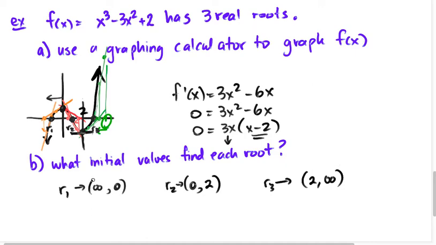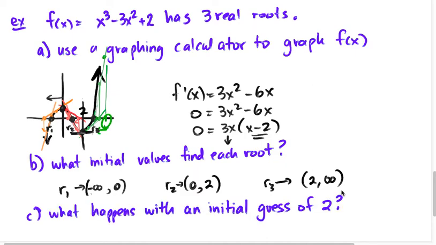Oh, and you may have noticed my little mistake here. I'll just simply correct that. That's from negative infinity to 0. Third question is, what happens if we had an initial guess of 2? Well, some weird stuff, because right at this point here, I have a tangent line, and then I can't generate an x-intercept because it never touches the x-axis.